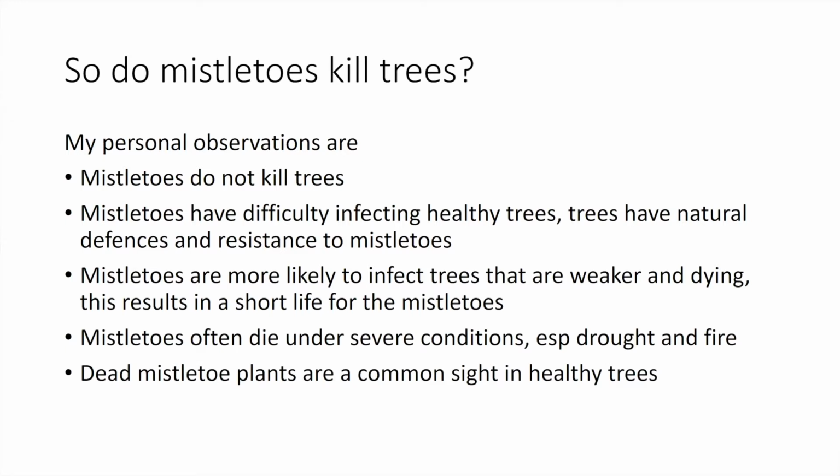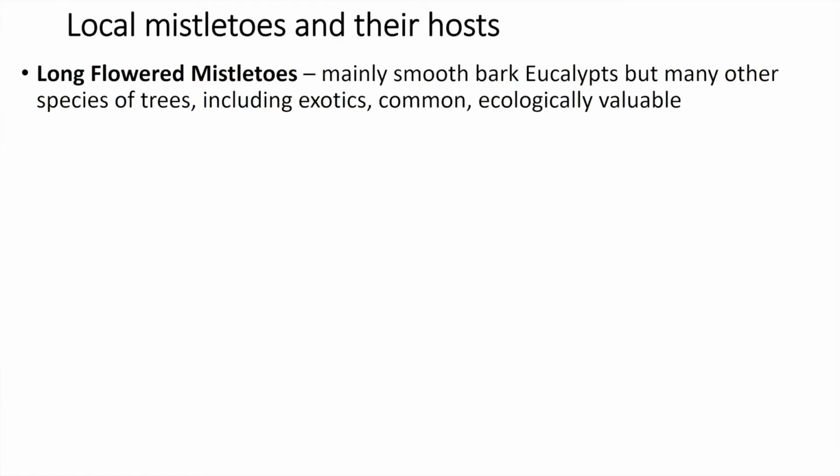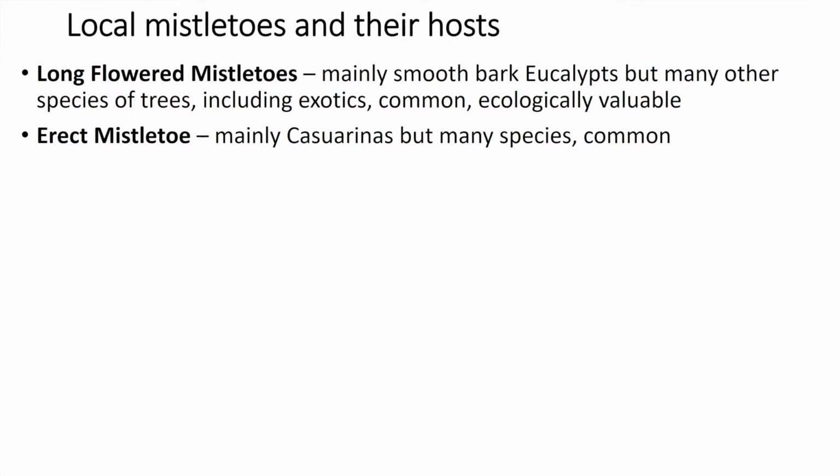So what are the local mistletoes we're going to see when we go wandering? Ralph's been sending me photos of the long-flowered mistletoe. Mainly affects smooth bark eucalypts, but it can affect many others and commonly grows on exotic trees. And this mistletoe is ecologically very valuable. There's the erect mistletoe, which grows on Casuarinas and is also a fairly common species. The needle leaf mistletoe, a little bit more inland, grows on Casuarinas.